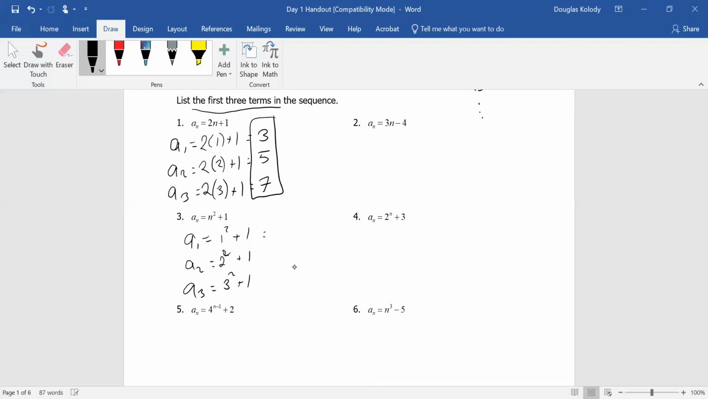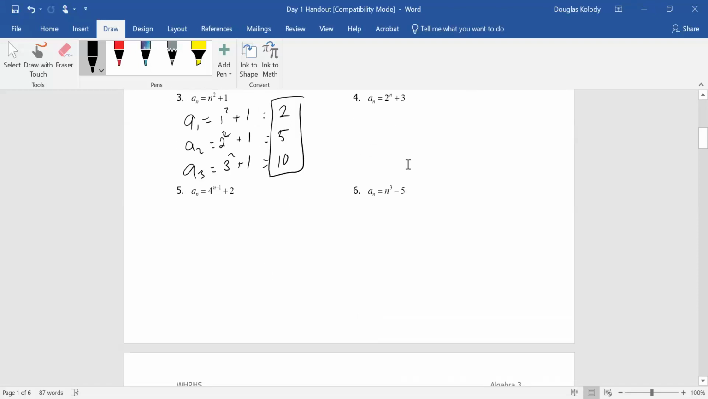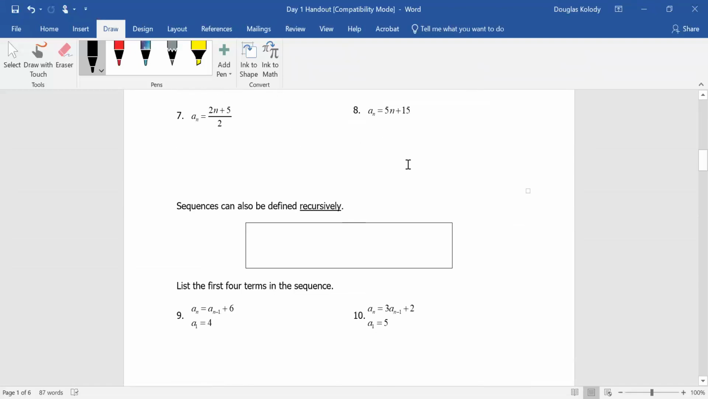1 squared is 1, 1 plus 1 is 2. 2 squared is 4, 4 plus 1 is 5. 3 squared is 9, 9 plus 1 is 10. There's the first 3 terms. That's it. That's all you have to do. Crazy. Concept 1, done. So part of your homework is to find the first 3 terms or the first 4 terms, so on and so forth. I'm going to skip past the rest of these.